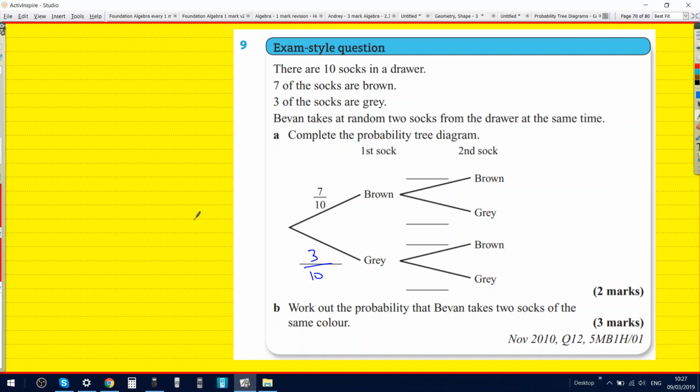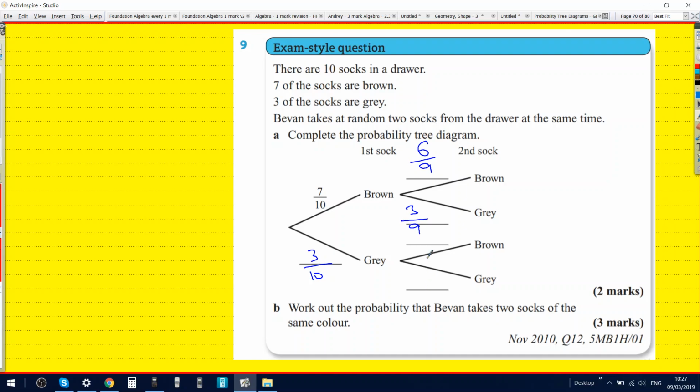So for the second sock, would the brown be 6 over 10? He picks a brown, then for the second sock he gets a brown again, so would that be 6 over 10? It was out of 10. Oh, sorry, 6 over 9, because I've taken it. Yeah. And then would it be 3 over 9? Yeah.